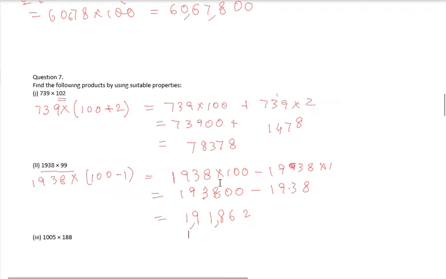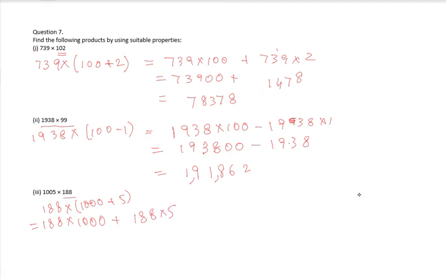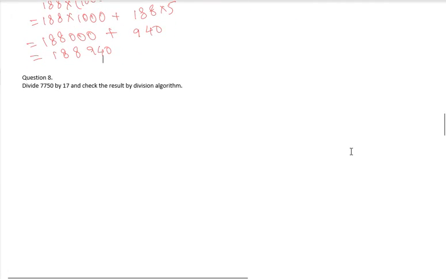The next question is 1005 multiplied by 188. Now here I can do the breakup in two different ways. Either I can break up 188 or 1005, but it's better to break this up. So I'm writing 188 multiplied by 1000 plus 5, which is 188 into 1000 plus 188 into 5, which is 188000 plus 188 into 5, which is 940. So the answer is 188940.